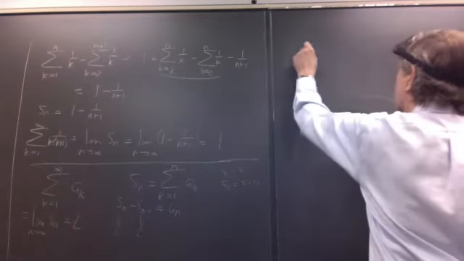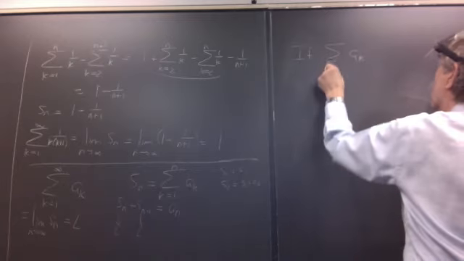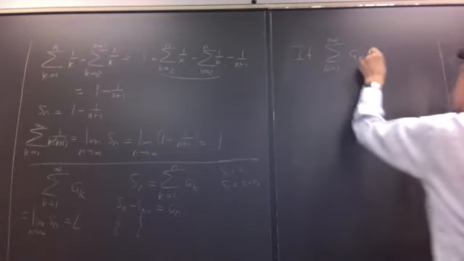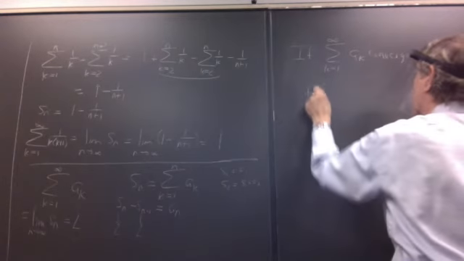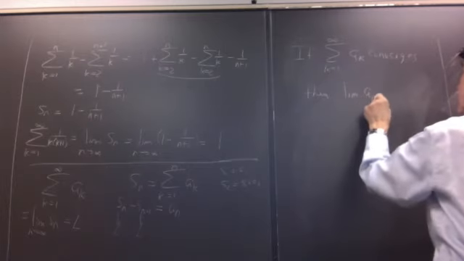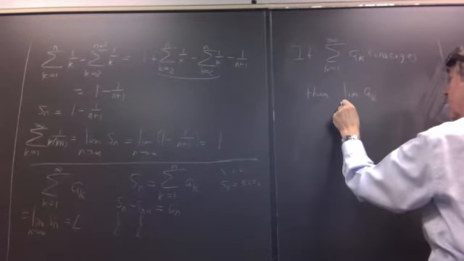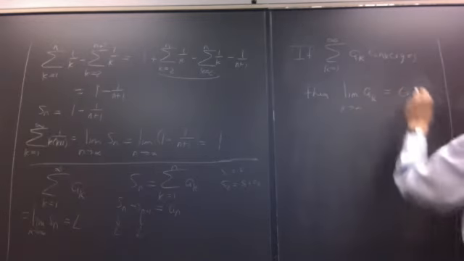Anyway, if the series converges, then the limit of the A sub n, or A sub k's, the terms, go to 0.